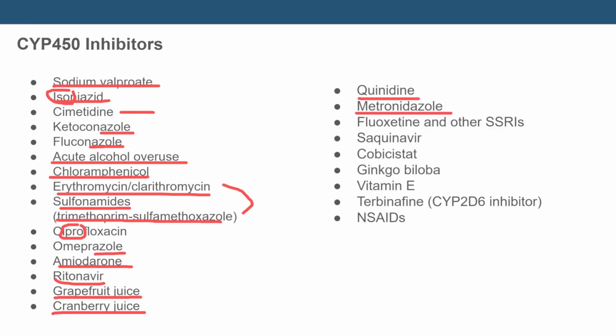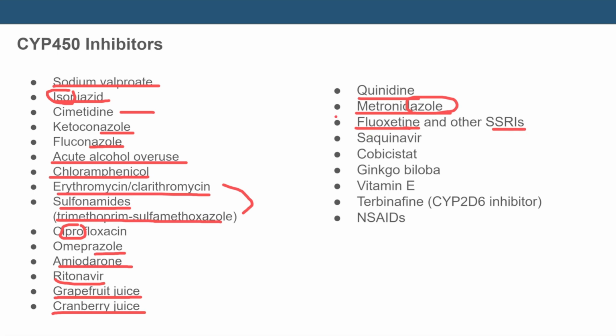Metronidazole, this also ends in azole. So a halt to the liver enzymes, and the liver will not work. Then you have fluoxetine and other SSRIs. Fluoxetine, how can you remember this? And it's the most important and a very popular drug.